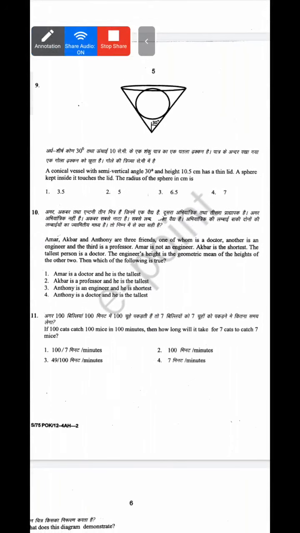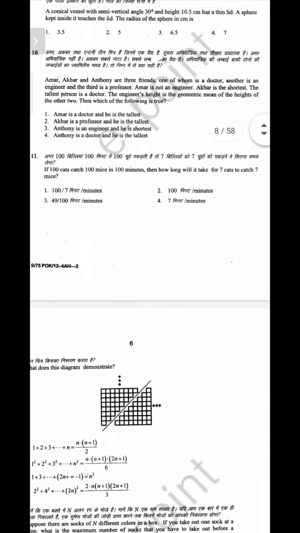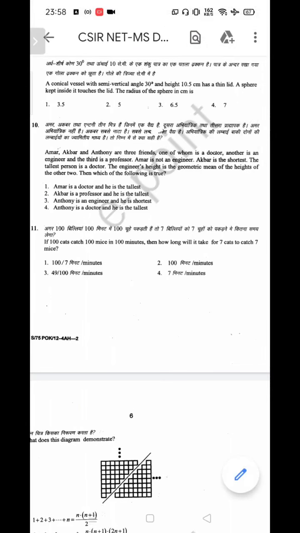Okay, 10. Amar Akbar Anthony was the 3 point. This is quite simple, you just need to write them. Okay, let me do question number 11. We have very little time.